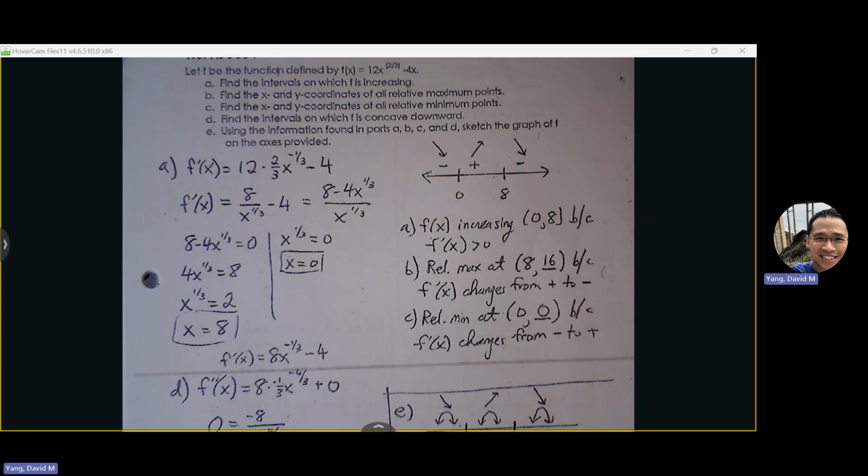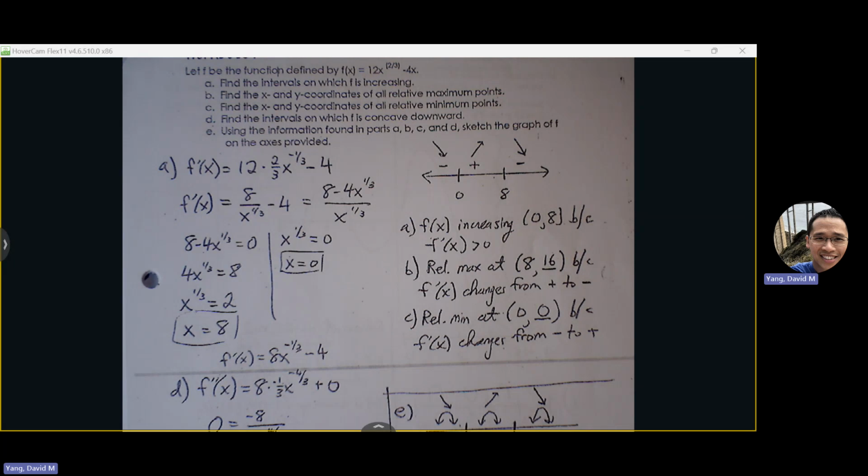So from f prime, we have mixed fractions here. We can get a common denominator, so we can clearly see where the critical points are. A common denominator is x to the 1/3. I balance the second fraction. I get 8 minus 4x to the 1/3 over x to the 1/3.